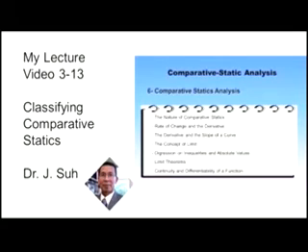In this lesson, we present a catalog of comparative statics. Comparative statics are thought experiments where you change something and see what happens. We call them statics because it refers to comparing one state with another state, the state before the change with the state after the change.